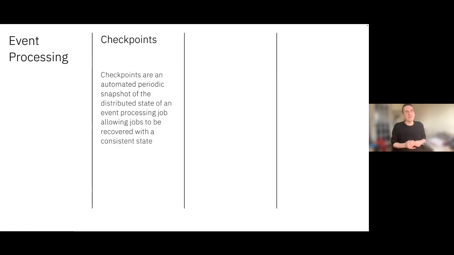So with event processing, the key approach to resiliency here is checkpoints. Checkpoints give you that automated way of periodically taking a snapshot of that distributed processing. Even though the processing is happening on separate physical machines, it's a way of coordinating a snapshot so that you have a consistent set of state to restore from in the event of an outage.